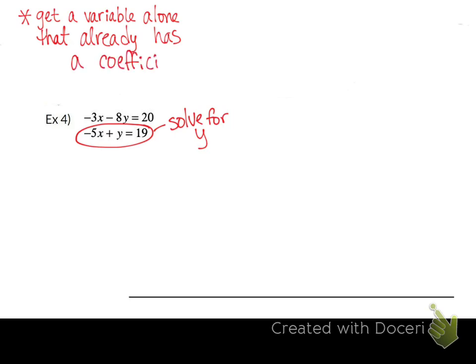So coefficient meaning the number getting multiplied to it. So if it's got a coefficient of positive 1, that's going to be the easiest one to get alone. Questions about what I mean by that? Okay, so the bottom one has y with a coefficient of 1. How are we going to get it alone?